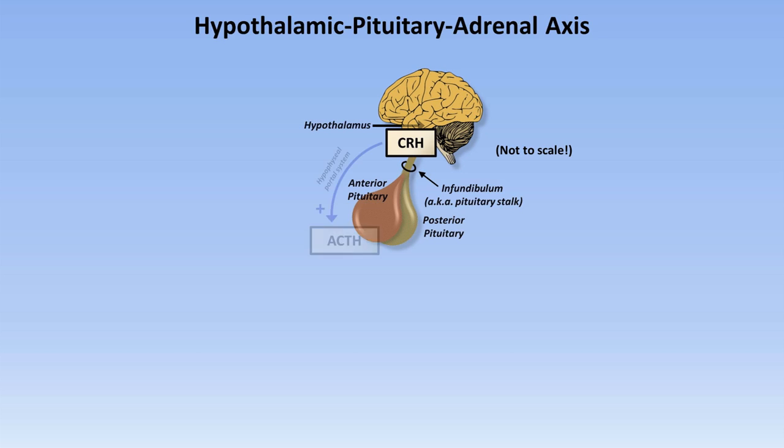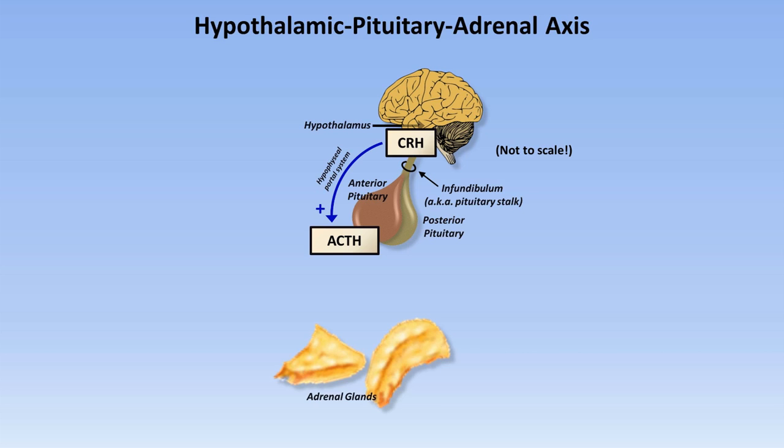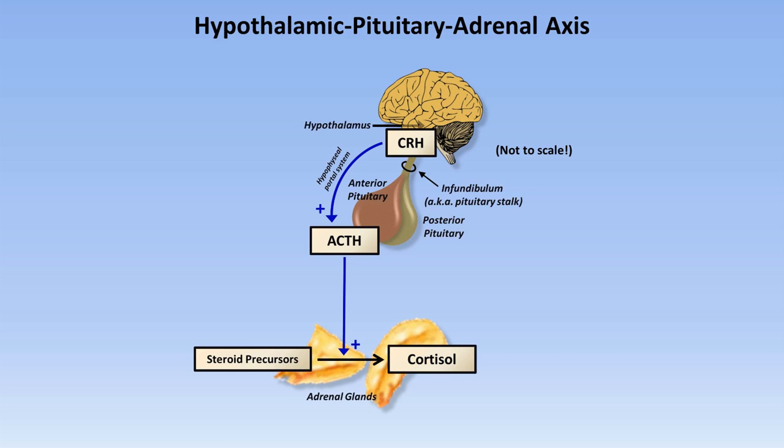CRH is released into the hypophyseal portal system and travels to the anterior pituitary, where it stimulates secretion into the systemic circulation of a second hormone called adrenocorticotropic hormone, or ACTH. ACTH's major role is in the adrenal glands, where it stimulates the conversion of various steroid precursors into a third hormone called cortisol. Cortisol has many actions in the body.